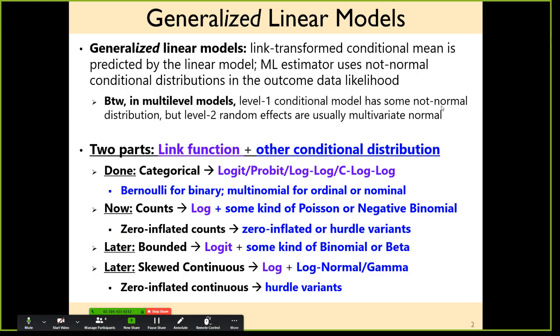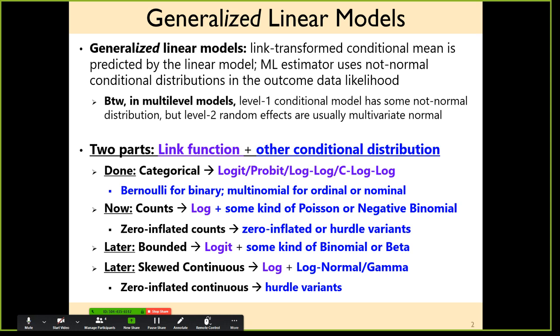So first, a roadmap. We're still in the world of general IISD linear models, where IISD means usually some kind of not normal outcome. Just as a side note, for those of you who've been with me through multi-level models, the extra levels above level 1, level 2, level 3, where the random effects go, those random effects are almost always still assumed to have a multivariate normal distribution. It's the level 1 conditional part that swaps out.